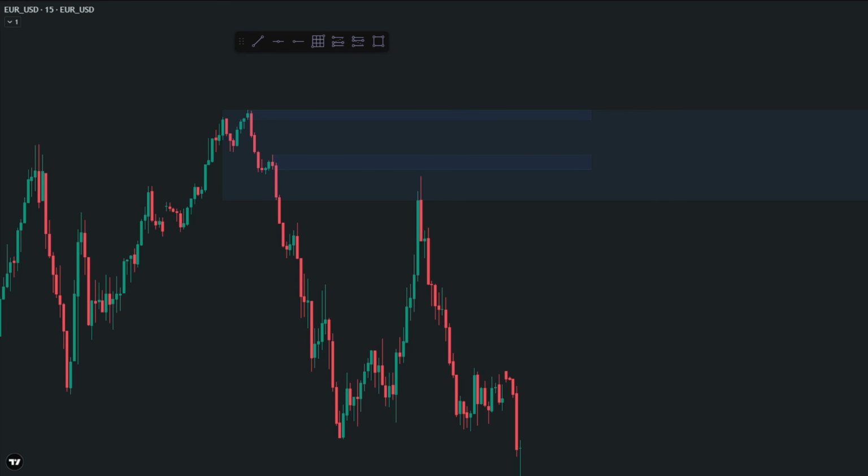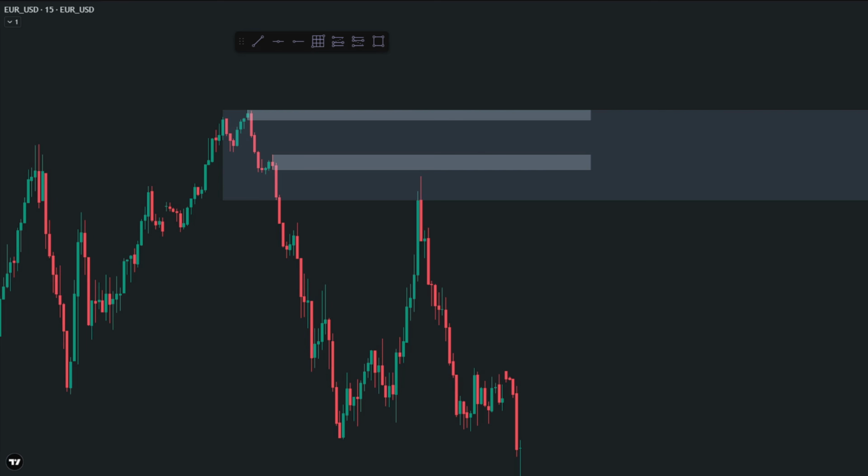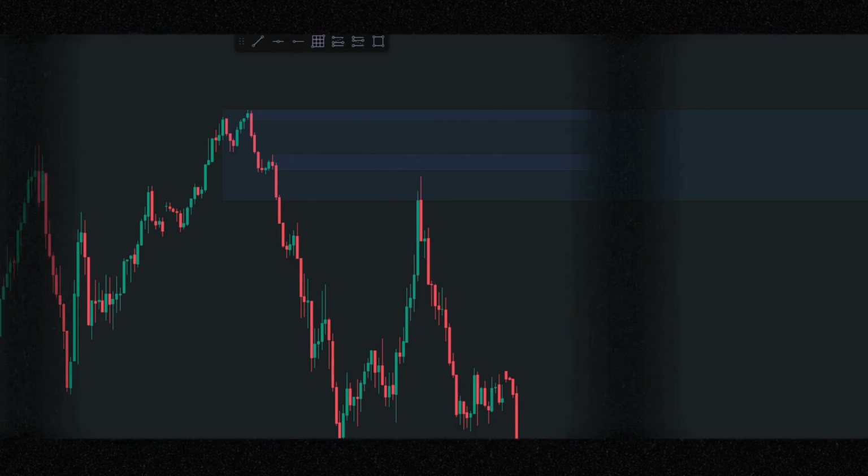In cases like this, the correct conclusion is that the full width of the 4-hour order block remains relevant. When multiple internal 15-minute zones form, the higher time frame order block should be treated as a complete area of interest, rather than expecting precision from any single lower time frame refinement.